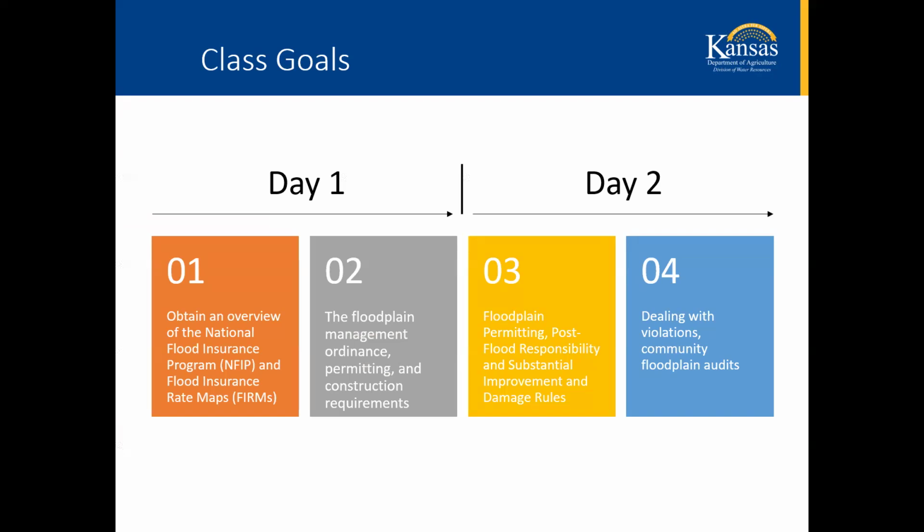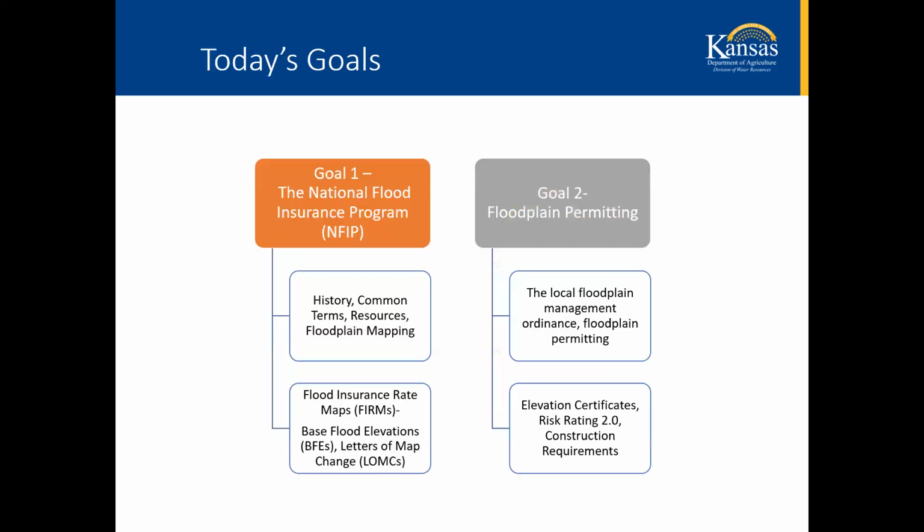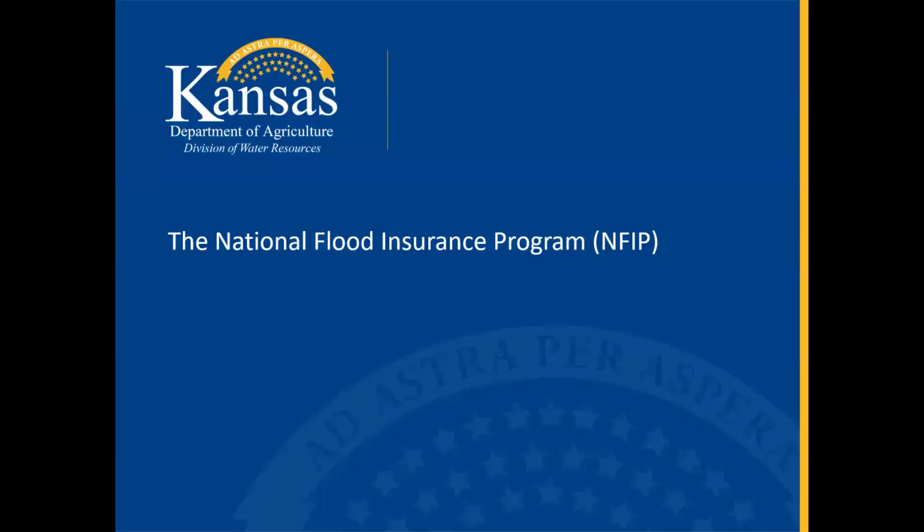And then tomorrow we'll look more into permitting and the substantial damage and improvement regulations, and then dealing with violations and our auditing process as it stands. So today's goals: the history and common terminology that we use in the NFIP, where some of those resources are, the mapping, so that's the flood insurance rate maps, and then base flood elevations and letters of map change.